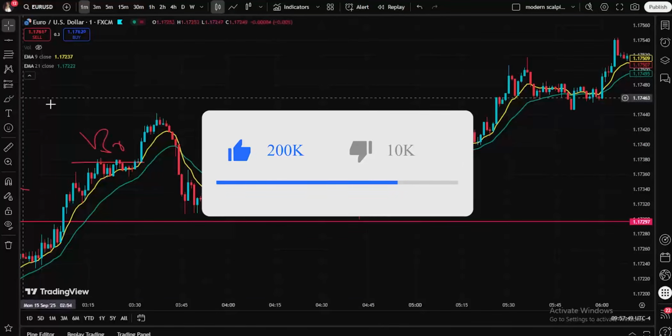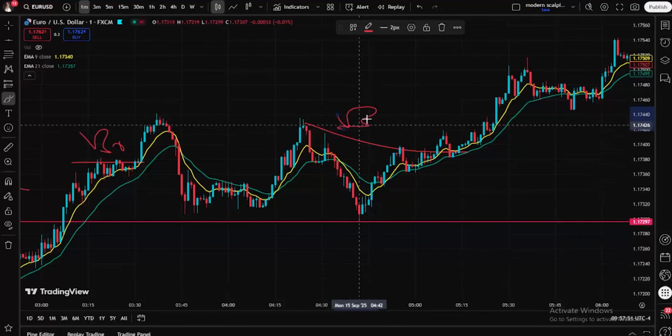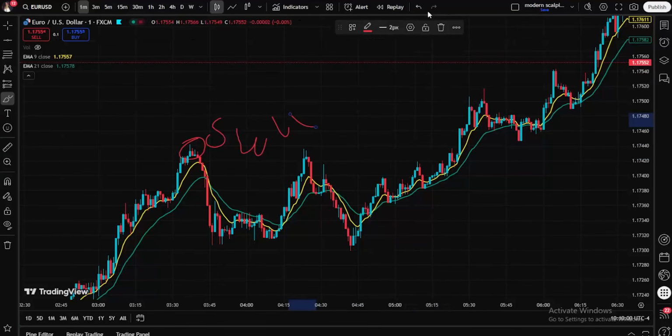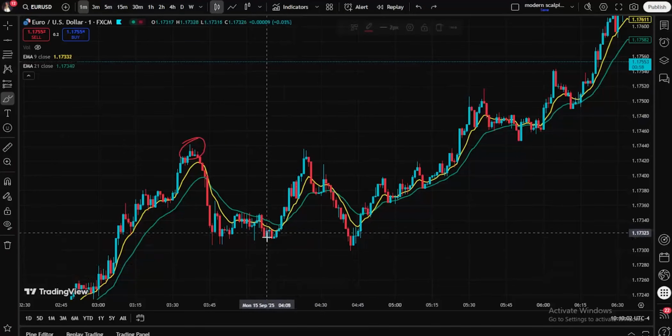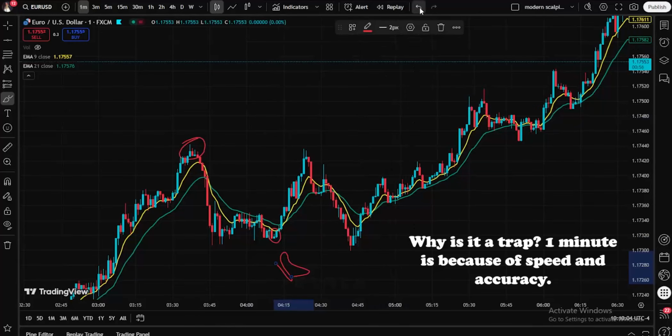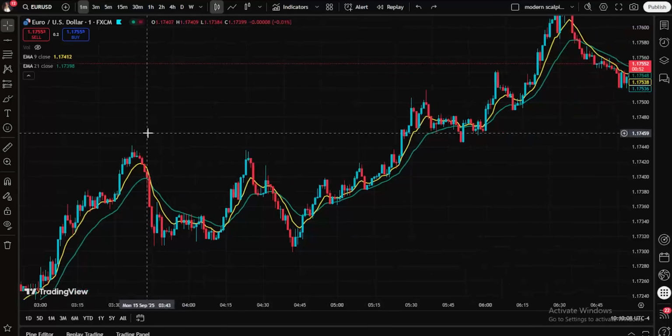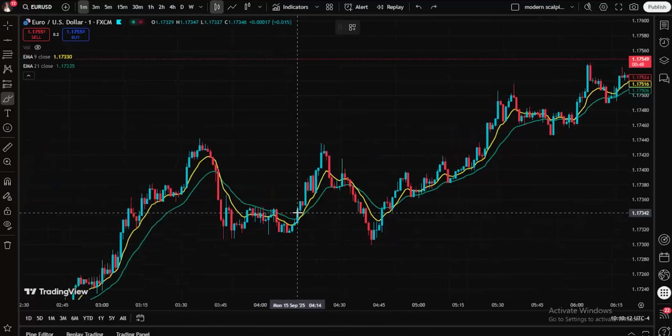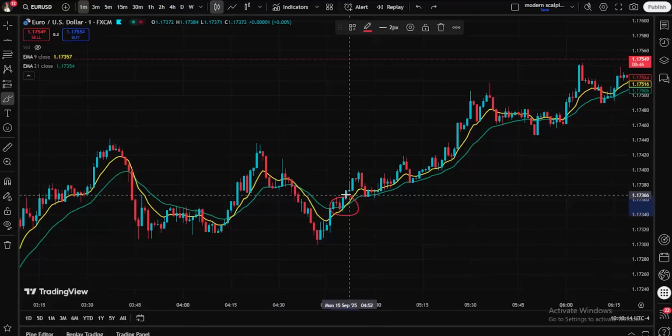Let's go to the most important strategy from which you can learn a lot. How to use EMA 9 and EMA 21 in scalping. So far, we have understood what EMAs are and why the 1-minute time frame is both an opportunity and a trap. Now it's time to get down to business. How to use these two moving averages as a scalping tool.